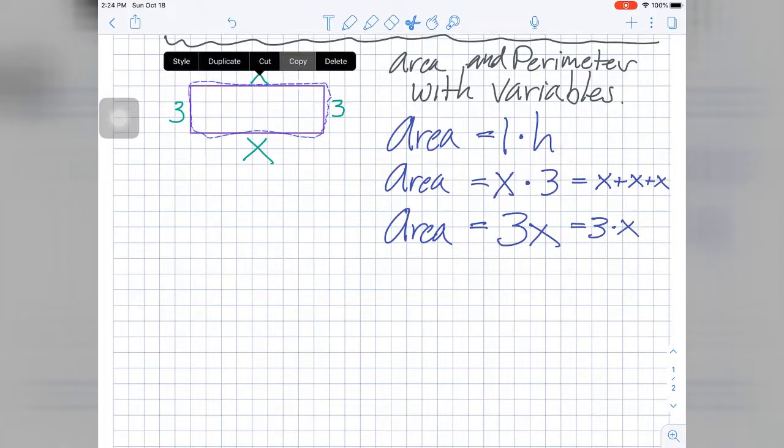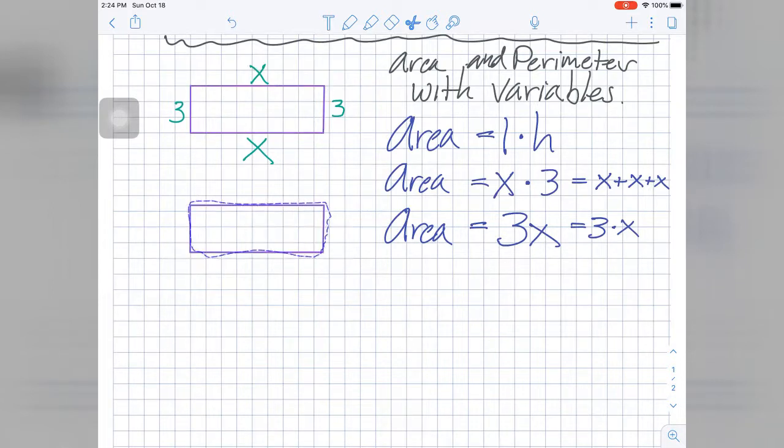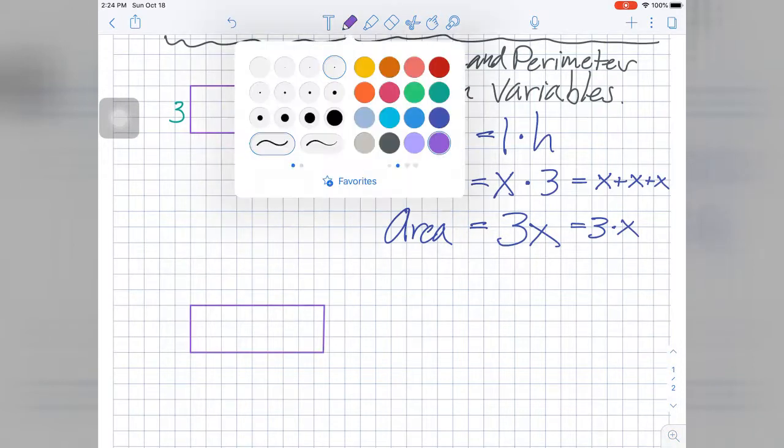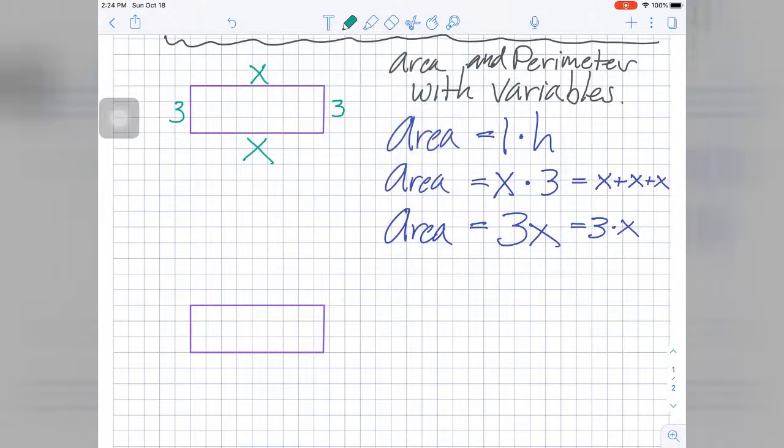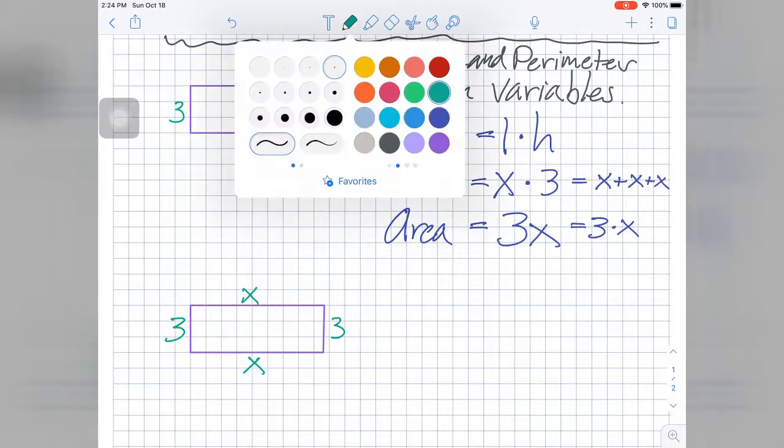See what it does. I'm going to copy, and then I'm going to paste, and then I'm going to bring that down here. So fancy. Okay. This stuff didn't exist when I was in middle school, you guys. Okay, so same one. This is 3 and x and 3 and x.